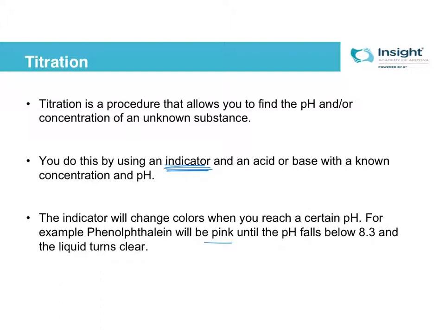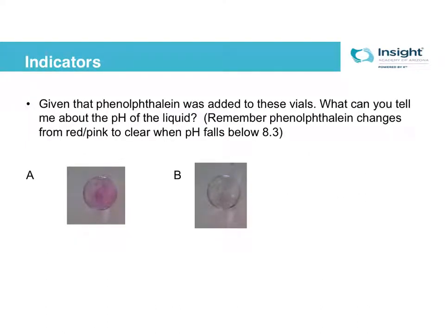All right. So for this example here, we're going to focus in on phenolphthalein. These two vials, A and B, all I've done is added phenolphthalein. So based on that, what can you tell me about these two vials? I gave you a little hint here. Remember that the phenolphthalein changes color. When you hit 8.3, it goes from pink to clear. So what can you tell me about these two vials?